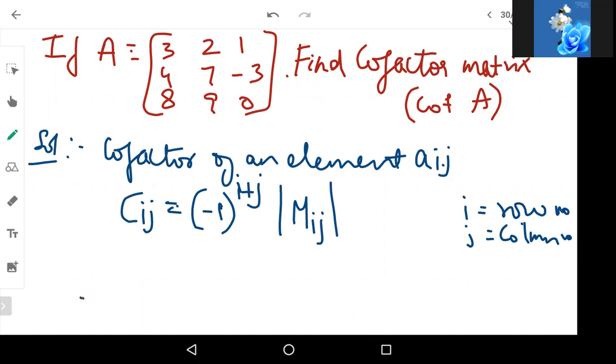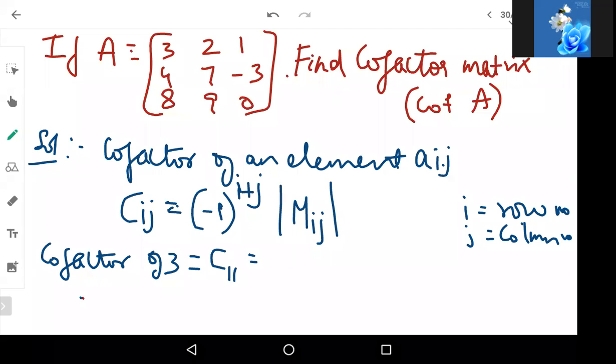Okay, now let us start with one by one. Let us see how we will have to solve this. First, let us take the cofactor of 3. Now how do we find this? The element is in the first row, first column. So the cofactor of 3 is denoted as Cij, where i is the row number, j is the column number. So C11 is equal to -1 to the power of first row plus first column. Are you all able to follow this?